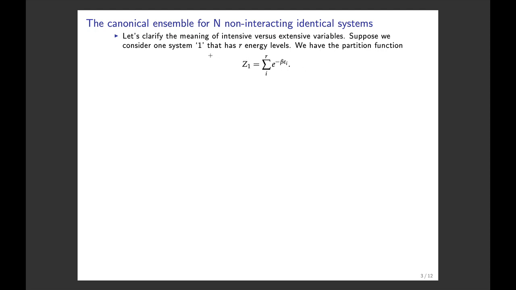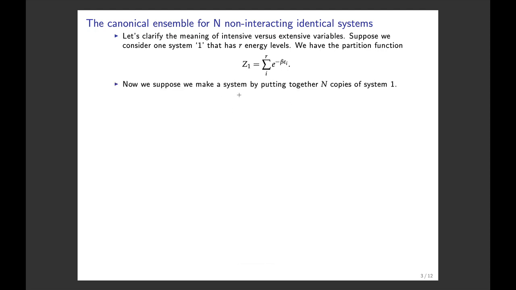Let's call this system 1. And it has r energy levels, and we'll label them by i, labeled by epsilon sub i. So our partition function for this one system we'll denote Z sub 1. That's going to equal the sum over i, i is going to go from 1 to r, I'm trying to be a bit more explicit here, of the exponential of minus beta epsilon sub i.